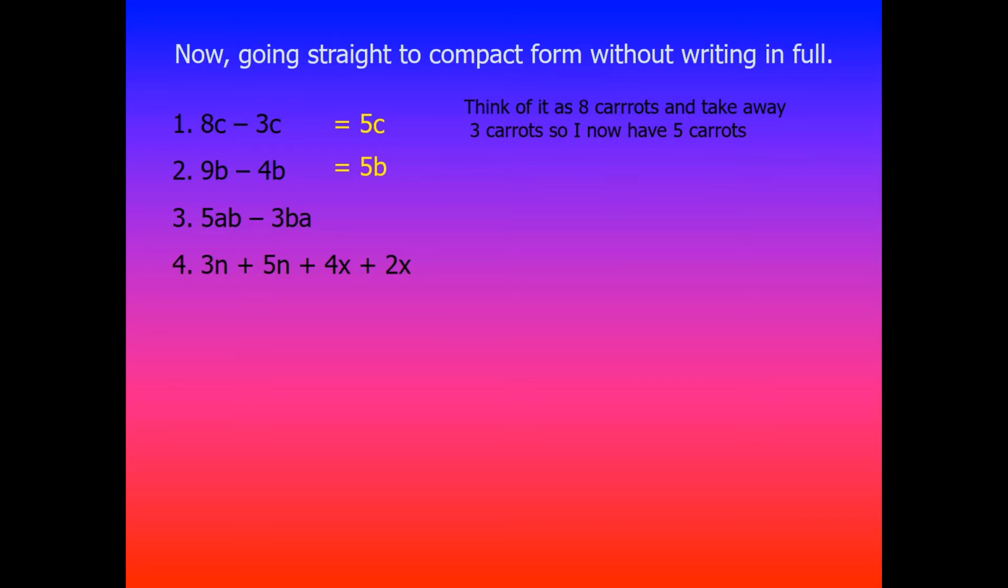5ab take away 3ba. Remember, I've told you earlier that a times b is same as b times a, so they are like terms because the variable here, a, is having the same power, and b is also having the same power of 1. So they are like terms because they have got the same variables and same power. So in this case we've got 2ab, so 5 lots of ab take away 3 lots of ba, or ab means the same thing, so we normally write in alphabetical order.